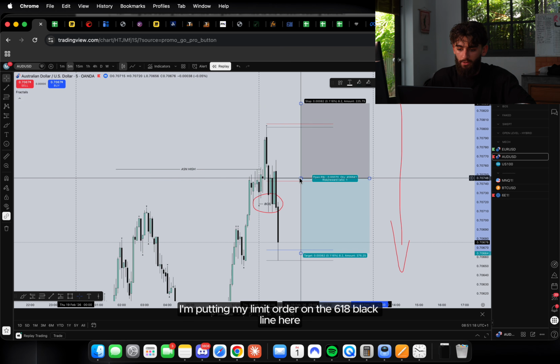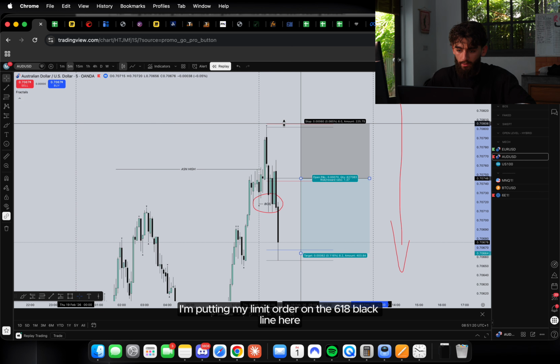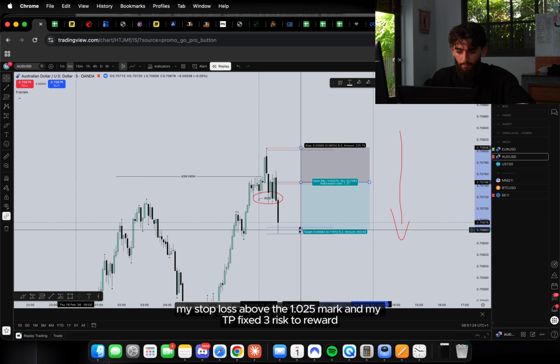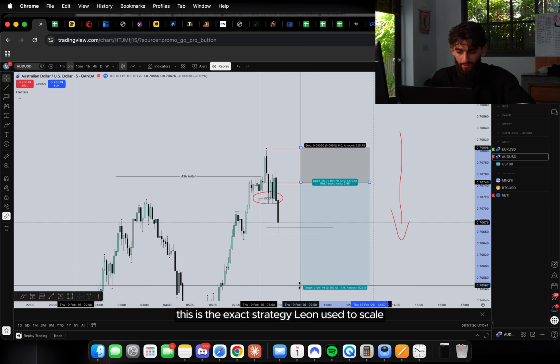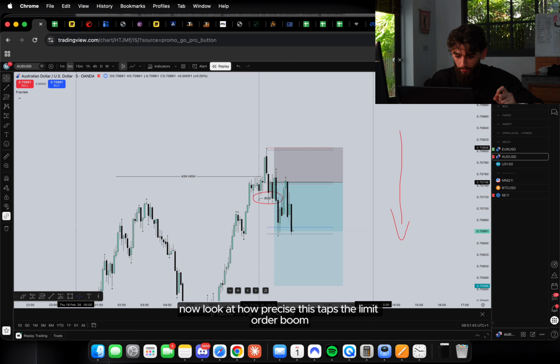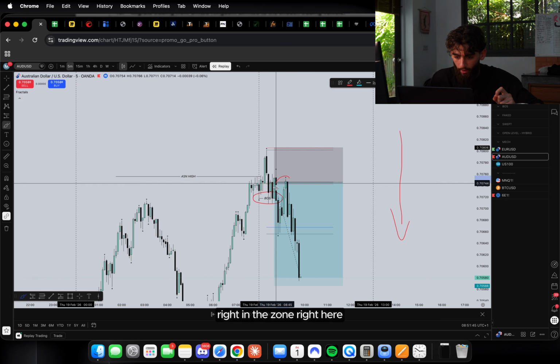I'm putting my limit order on the 0.618 black line here, my stop loss above the 1.025 mark, and my TP fixed at 3 risk to reward. This is the exact strategy Leon used to scale. Now look at how precise this taps the limit order. Boom, right in the zone, right here.